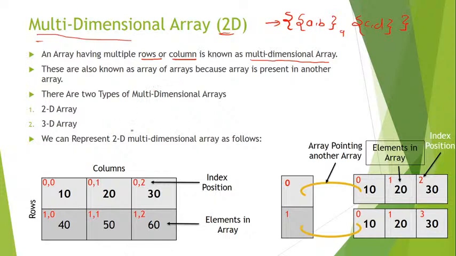A 3D array means there we have 3 rows. Let it be for right now, we'll see this one later. Here this one is our 2D representation.